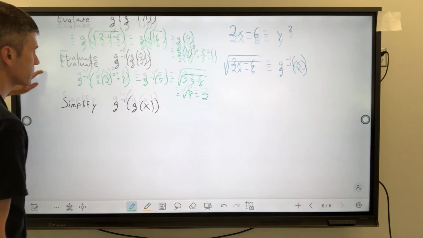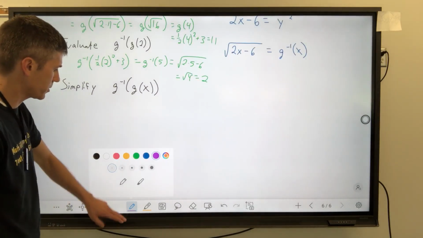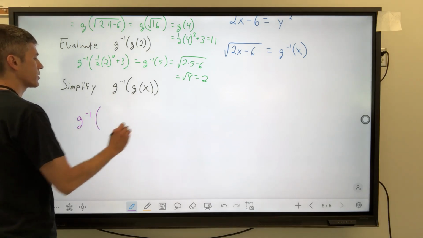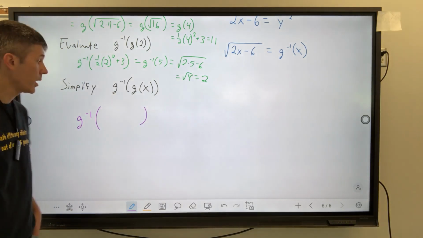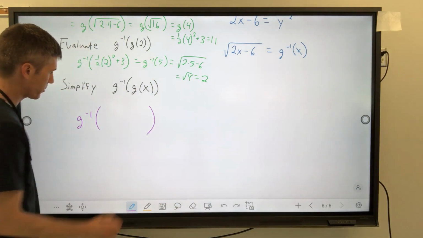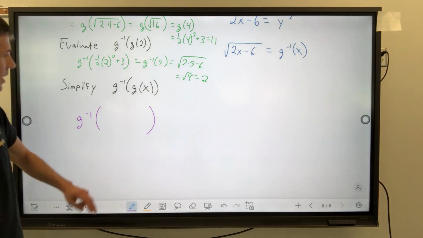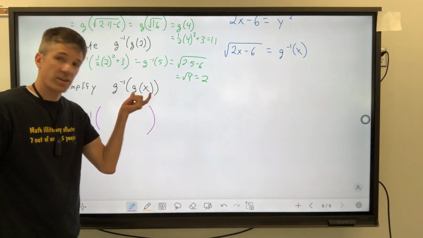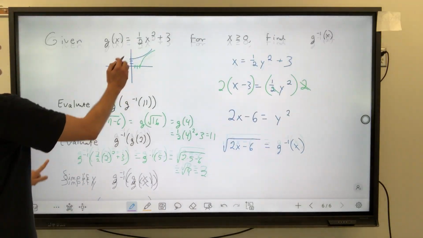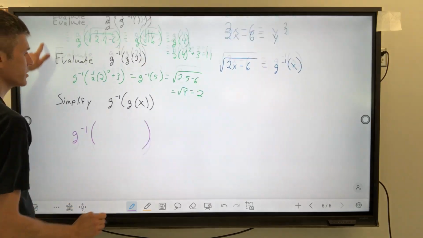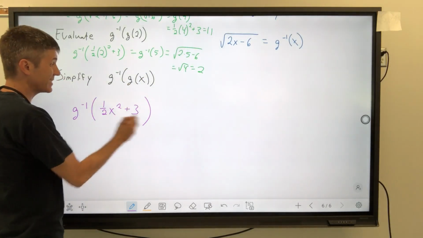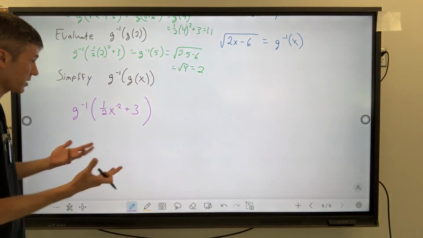And I'm going to scooch this up, and I'm going to change colors. Let's go purple just for fun. So g inverse waits. Waits for what? It waits until I figure out, that's an ugly parenthesis. Not to body shame the parenthesis, but there we go. All right, g inverse is going to wait until we can figure out what g of x is. Well, there's no figuring out to do. We know g of x is 1/2 x squared plus 3. So let's just write that. 1/2 x squared plus 3. So g of x is that. They gave it to us, so there's really nothing to do.